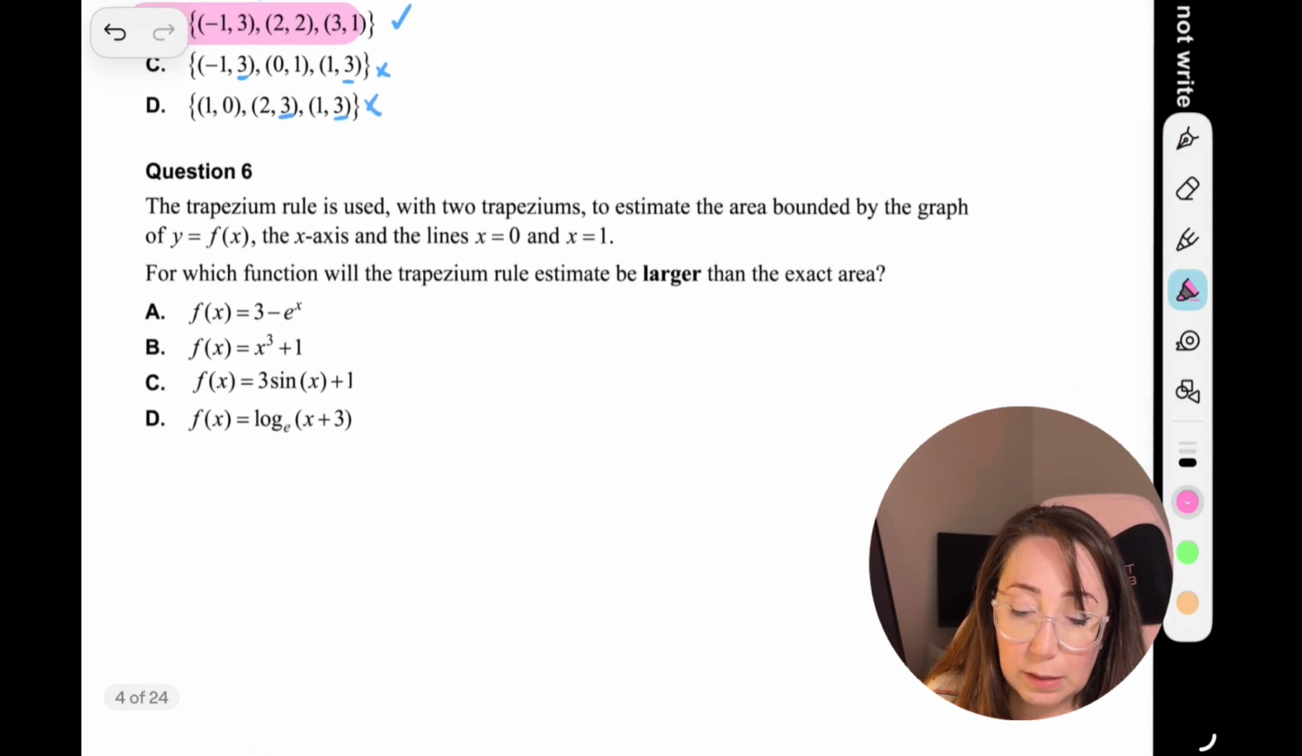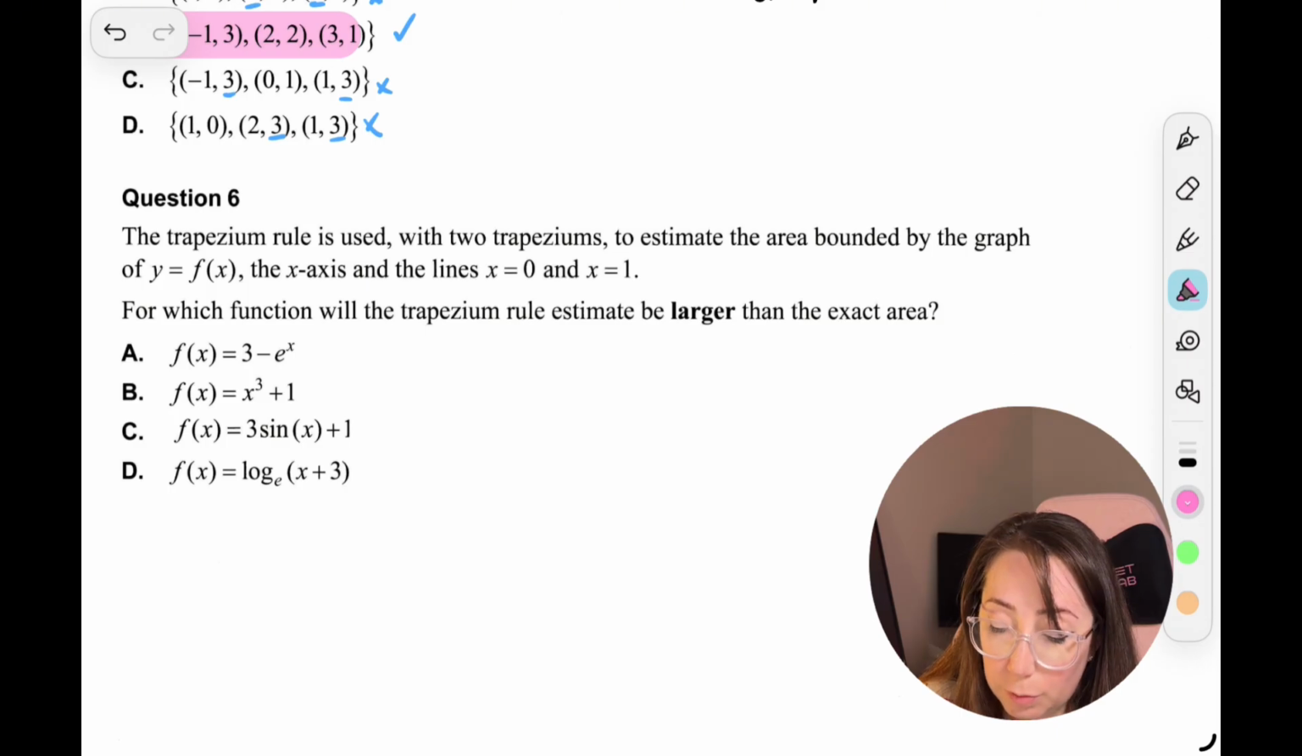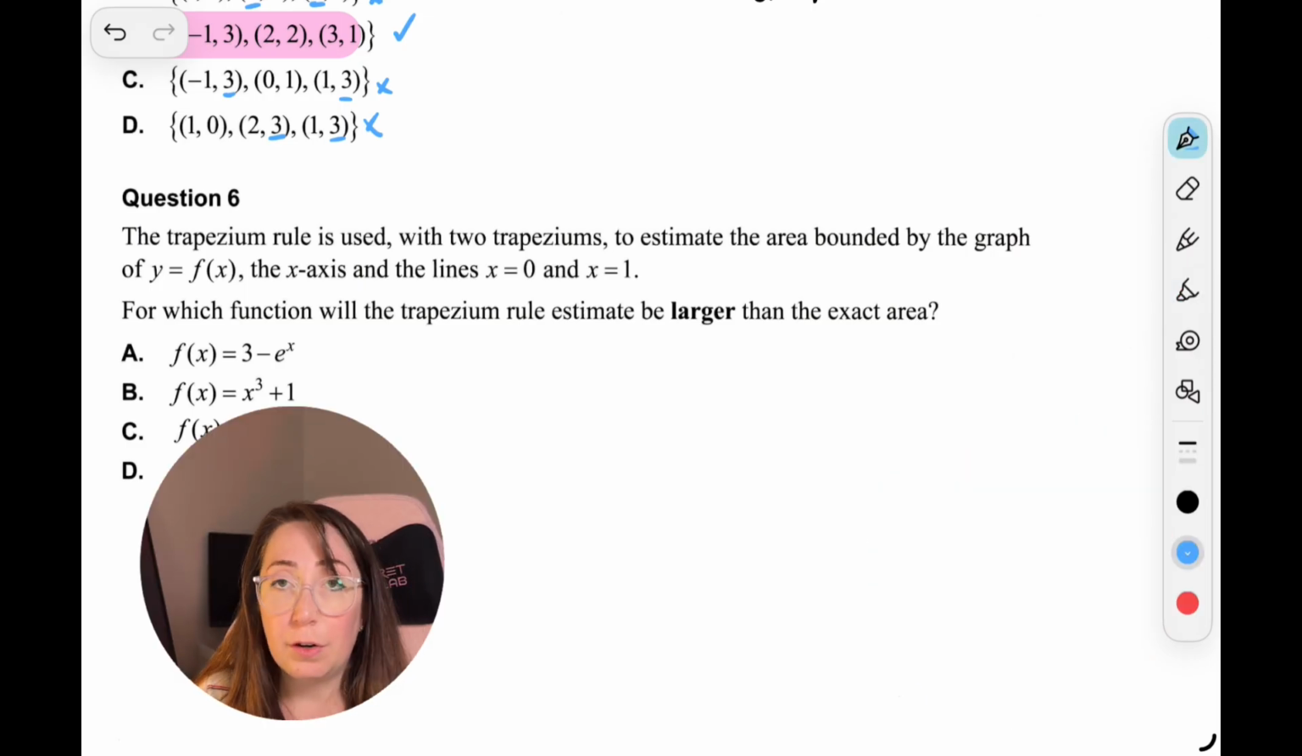Question 6, the trapezium rule is used. We've got two trapeziums to estimate the area bounded by the graph between 0 and 1. For which of the functions will the trapezium rule estimate be larger than the exact area? So before I go ahead and try to figure it out in terms of this, I'm just going to consider when a trapezium is larger.